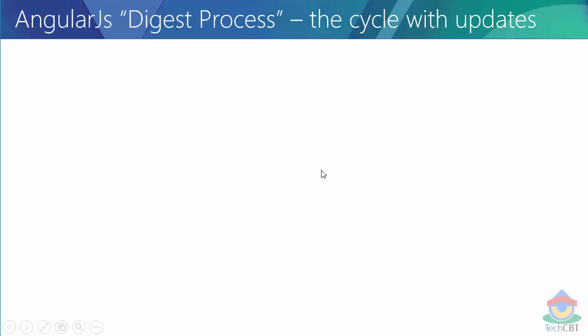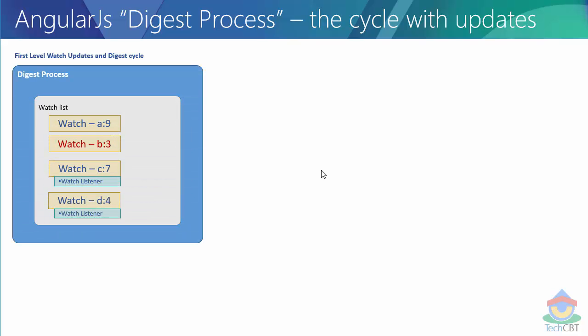Next, let us see how the digest cycle really works whenever there are any updates to the scope variables. So imagine I have first level watch updates, and how the digest cycle works at the first level. So I have the watch B, and B value has been changed to 3. So my controller or some other ng-click event or whatever the event might be is modifying the value of variable B to something new called 3.